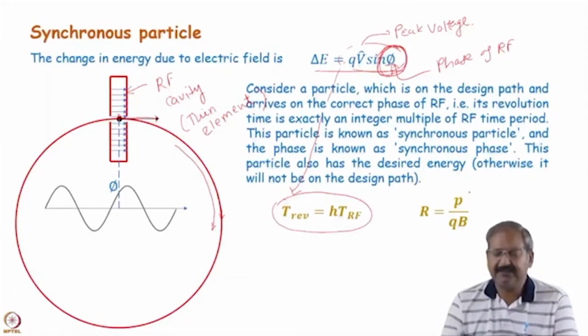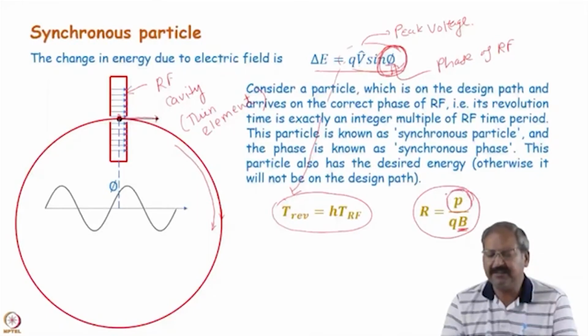And the radius of curvature of this particle when it passes through the magnetic field B is given by this relation, R equal to P upon QB. We have seen this relation many times. P is the momentum, the design momentum, the correct momentum of the particle. So this particle is known as the synchronous particle.